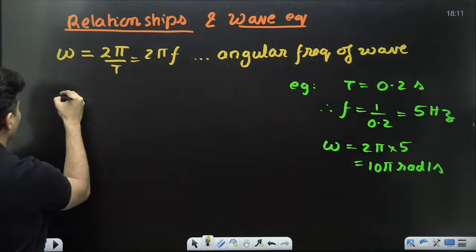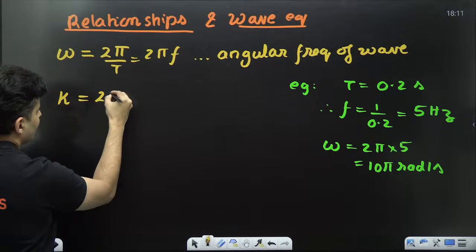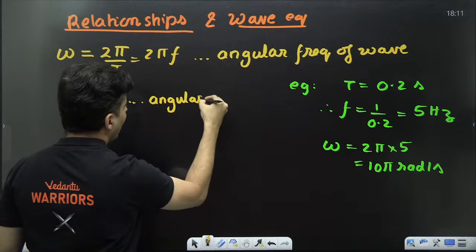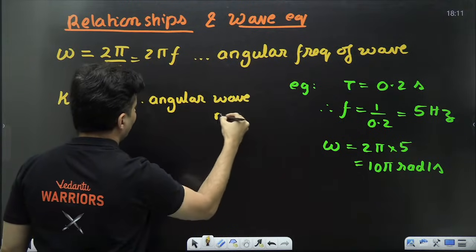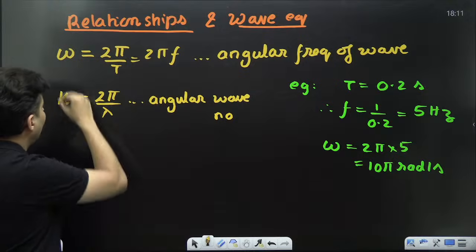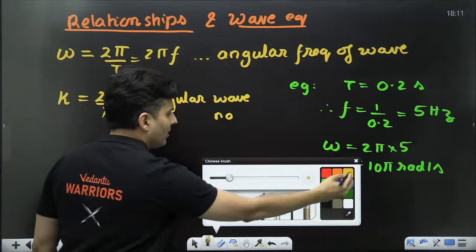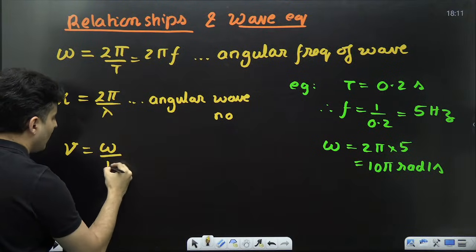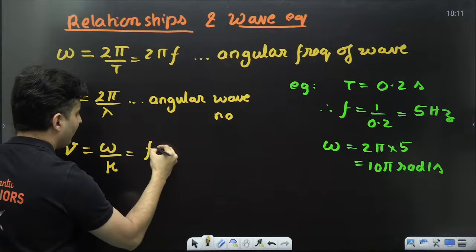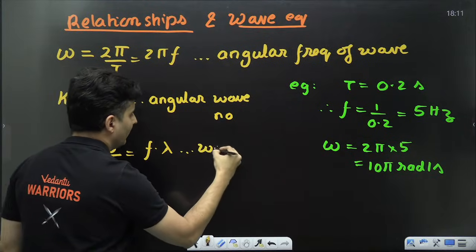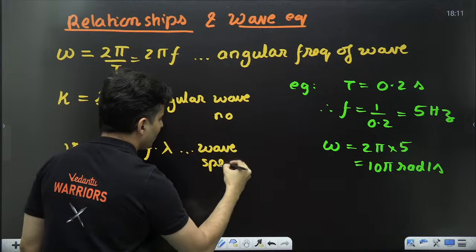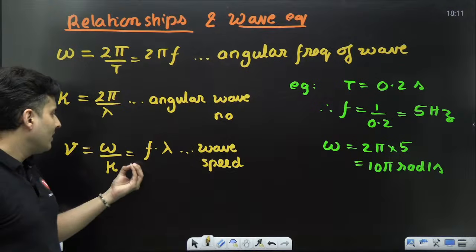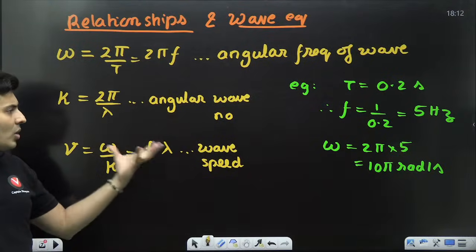Similarly, you also have the term called angular wave number, which is 2 pi by lambda, the angular wave number, and these two are also related to each other with a formula like this. Wave speed is omega by k, which is also f into lambda. This is the wave speed. Remember that. The speed of the wave is omega by k, which is f lambda, right? I hope you remember this.